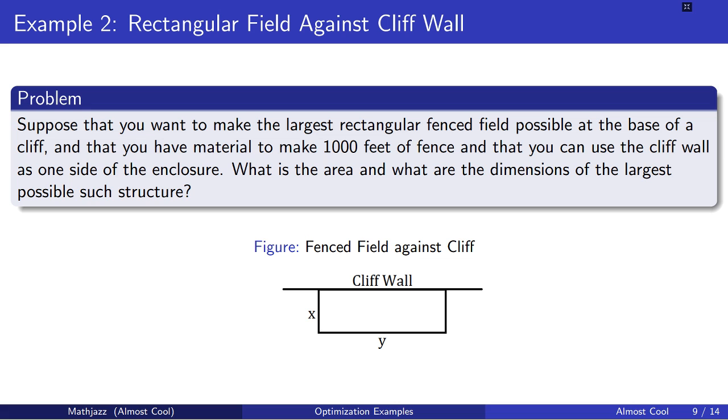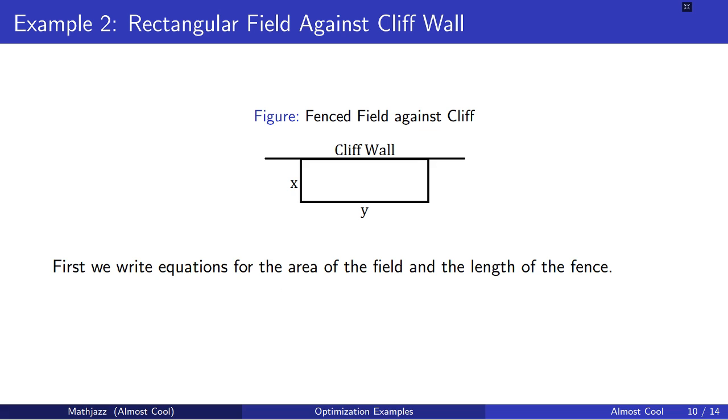Here's the solution. Well, first we're going to have to write out equations for the area of the field and the length of the fence that is bounding the field. So the area is x times y, because that's the area of a rectangle. And the perimeter will be 2x plus y, not 2x plus 2y, because the cliff wall does not count towards the amount of fence we're using. So we have x fence on each side and y fence on the side opposite the cliff.